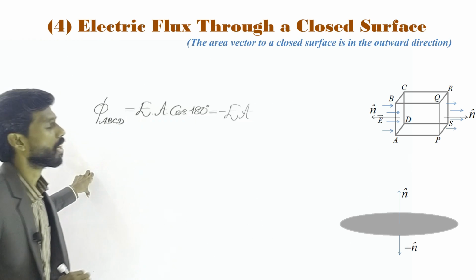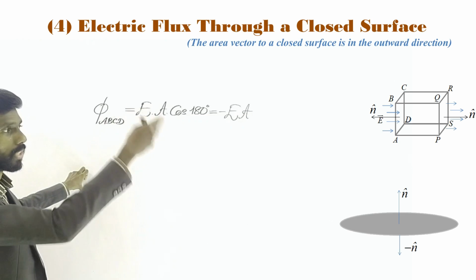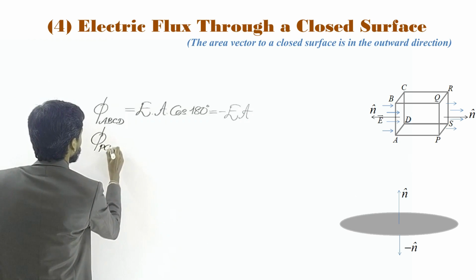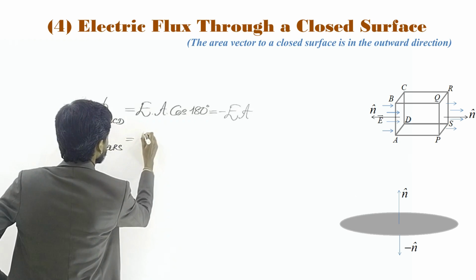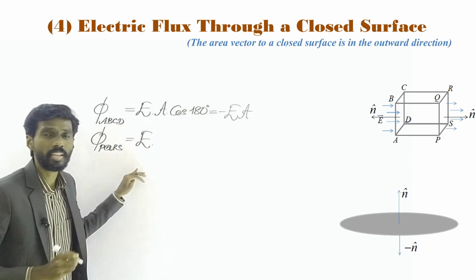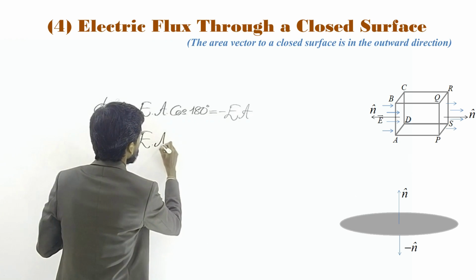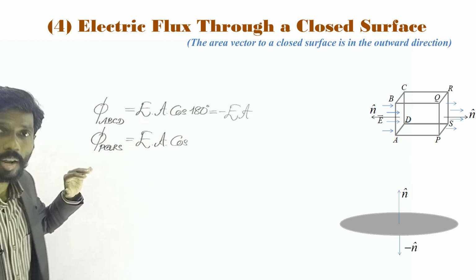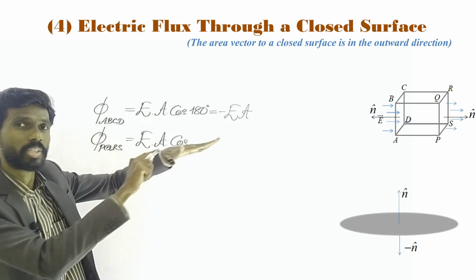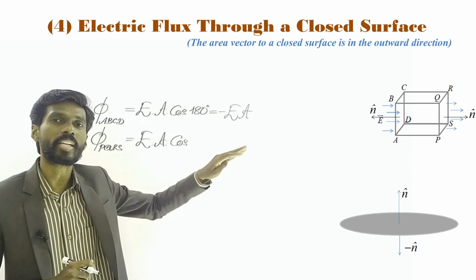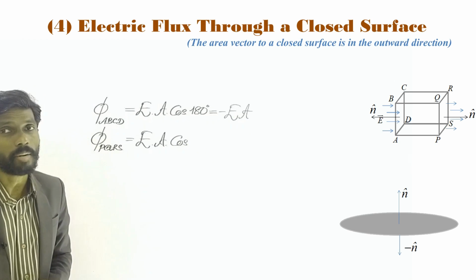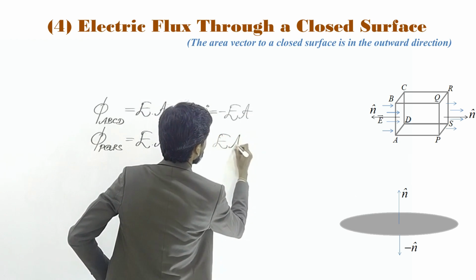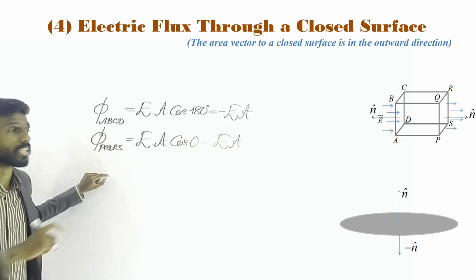Similarly, we will find the electric flux through the surface PQRS, the opposite surface. So the electric flux through the surface PQRS equals the electric field E multiplied by the same area A, multiplied by the cos of the angle between them. But this time you have to take the normal vector again as the outward vector. The area vector is in the outward direction, that means the positive direction. And the electric field is also in the positive direction, which means these two are parallel. So the angle between them is 0. Cos 0 is 1. So that means E times A. This is the electric flux through the surface PQRS.